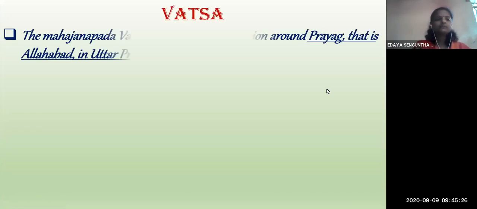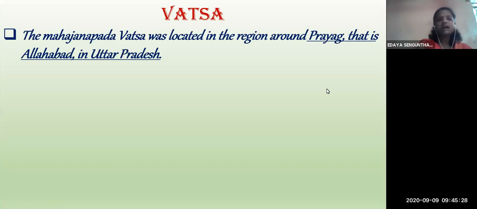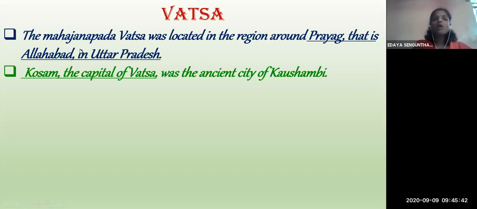Now, Vatsa. The Mahajanapada Vatsa was located in the region around Prayag, that is Allahabad in Uttar Pradesh. Where was the exact location of Vatsa? It was in Prayag, that is Allahabad in Uttar Pradesh. Kosam was the capital of Vatsa.